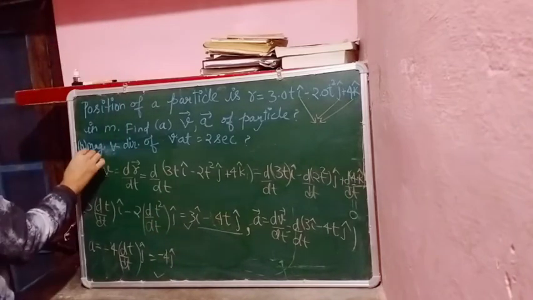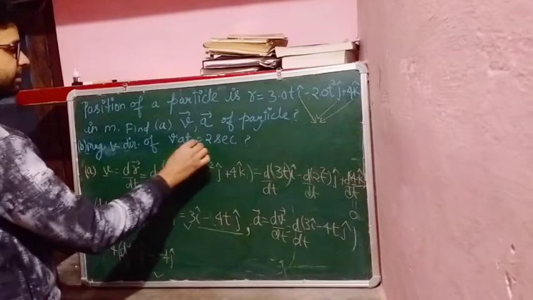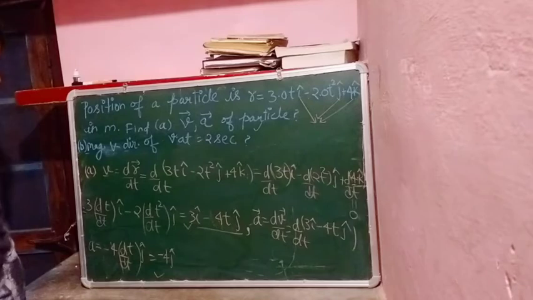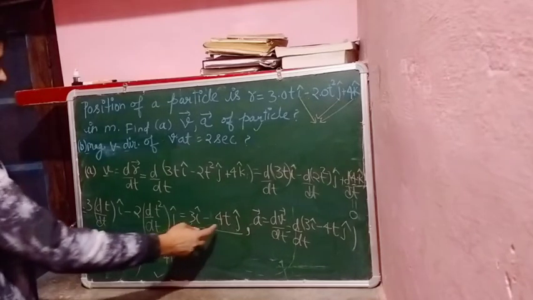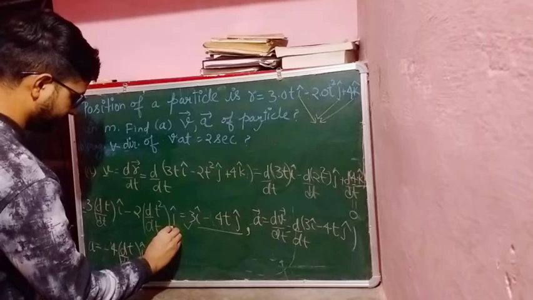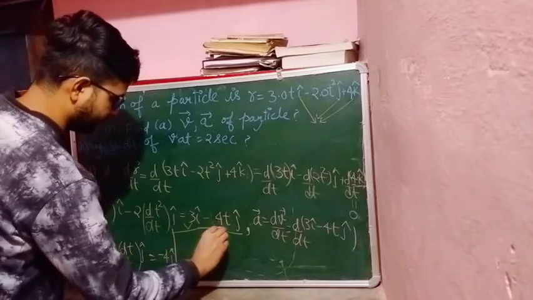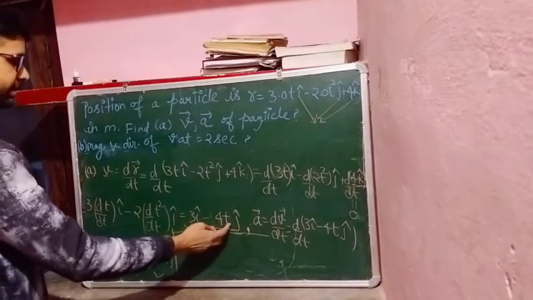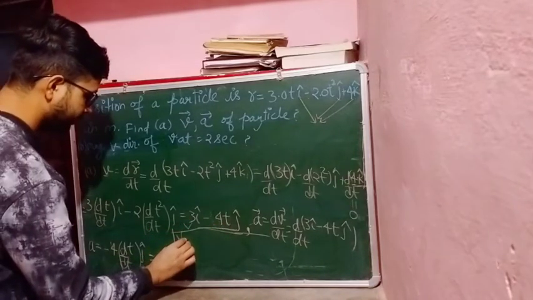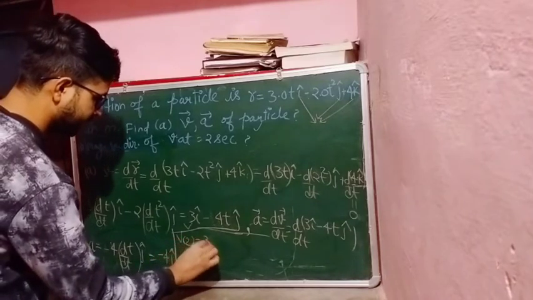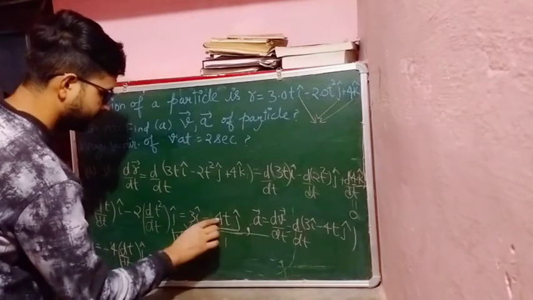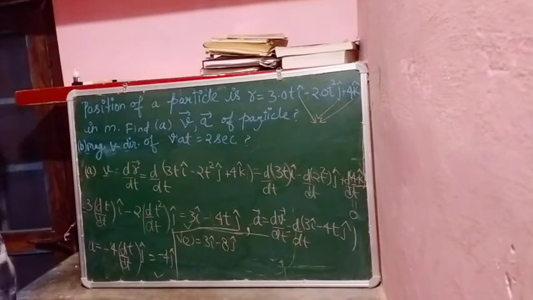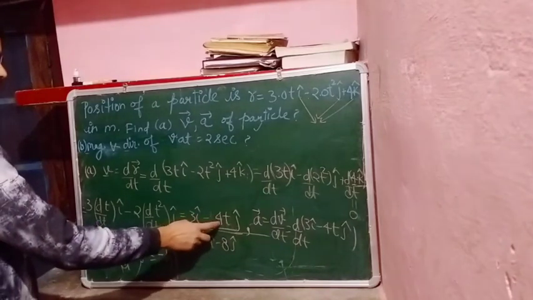The second part says find the magnitude and direction of v at 2 seconds. At 2 seconds, it is asking for its magnitude and direction. So v is 3 i cap minus 4t j cap. At 2 seconds, v is 3 i cap minus 4 into 2, which is 8, j cap.